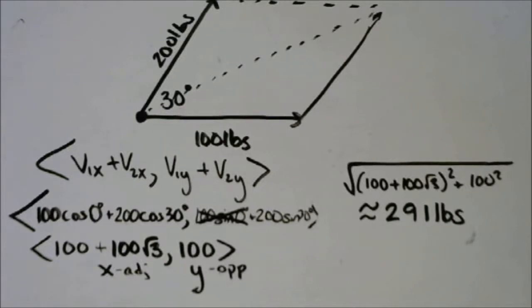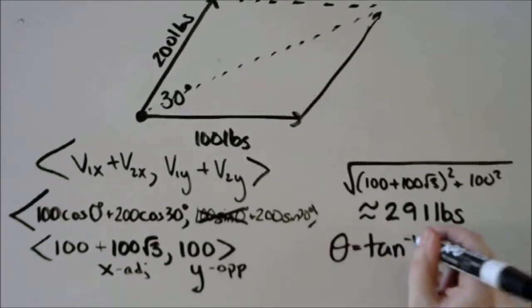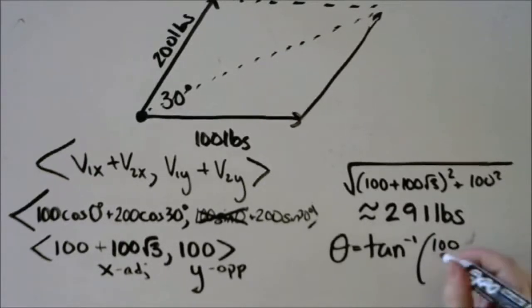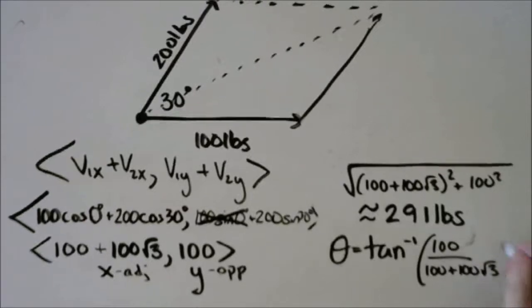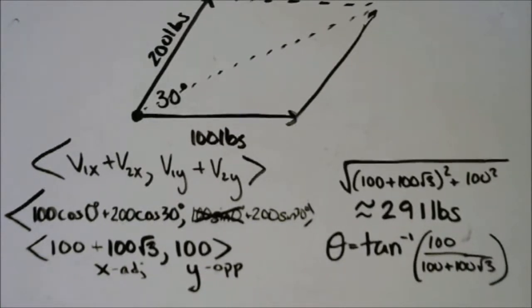The next thing I need to find is the angle, and since I know the opposite and the adjacent side, I can just take the inverse tangent. Theta is equal to the inverse tangent of 100 over 100 + 100√3. Now, I could simplify this by a factor of 100. I could rationalize my denominator, but I don't need to do either of those things. I'm just going to type this into my calculator as the inverse tangent of all of that, and I find that the angle of the resultant force is about 20 degrees.